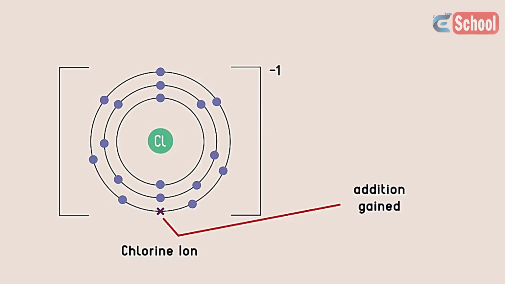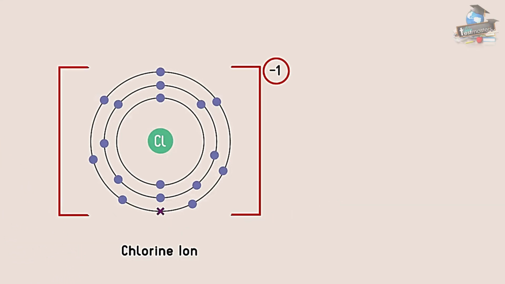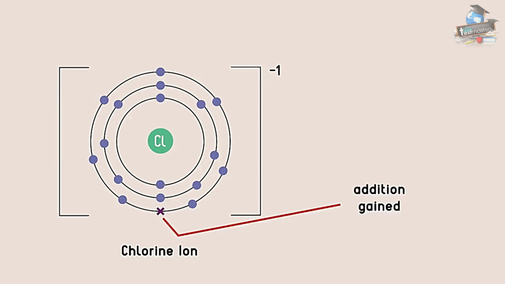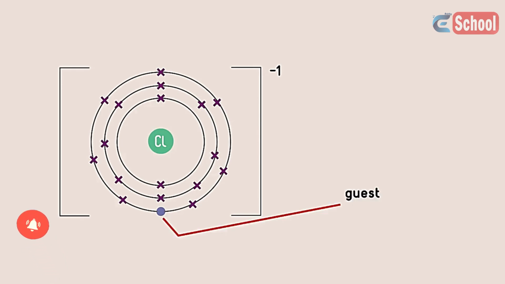charged because it has gained a negatively charged particle, the electron. We show this by putting square brackets around our ion and labelling the charge on the outside. Using a dot and cross diagram shows that the electron that is gained is in addition to the ones that belong to the chlorine atom. It is a visitor. We can draw the chlorine electrons with a cross and the guest electron as a dot.